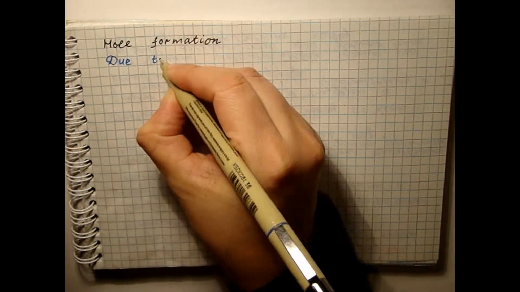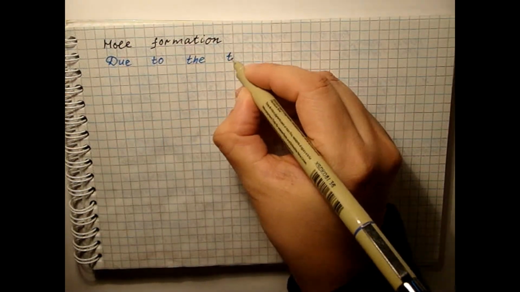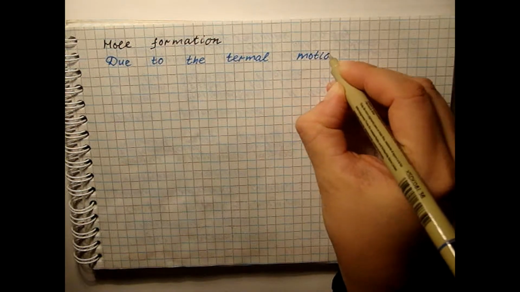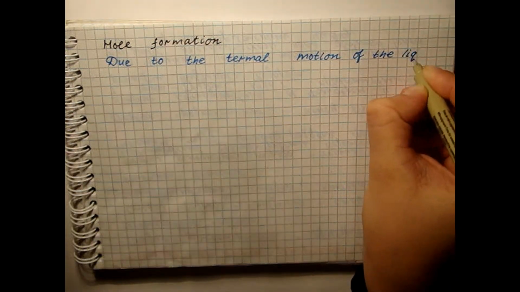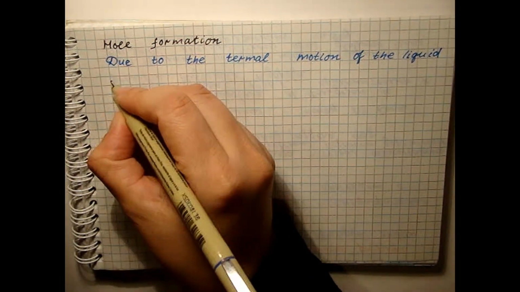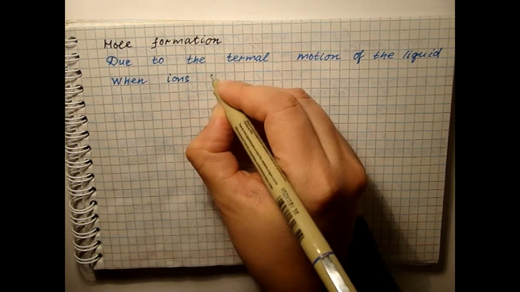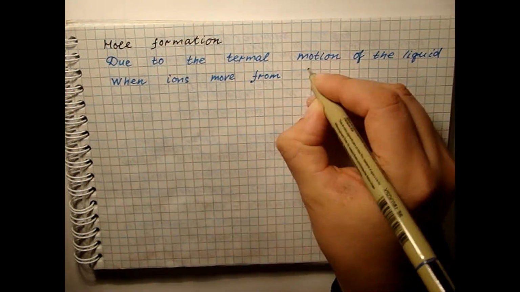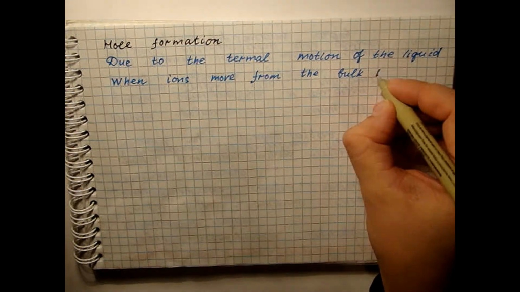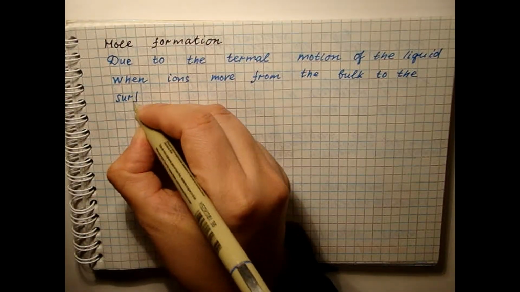Holes are formed due to the thermal motion of the components of the liquid, and also when an ion moves from the bulk to the surface when the substance melts. The distribution of holes plays an important role in the transfer process in melts.